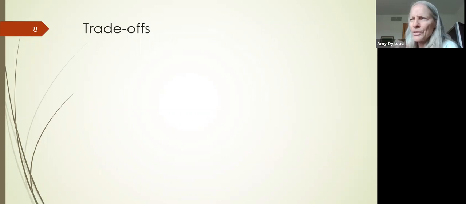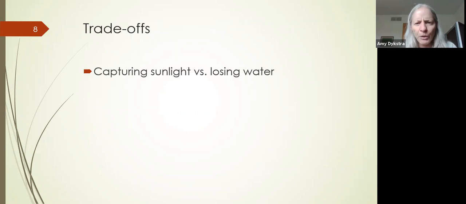Now, the plant also experiences some trade-offs. And what we mean by that is it has to compromise between getting more of something, but that might cause it to lose something else. So let me give you an example of this. One big trade-off for plants is capturing sunlight versus losing water. So as we said, it helps to have a big broad leaf to capture sunlight, but if you have a big broad leaf, you also have lots of surface area that water can evaporate off of. So you have to balance your need for getting sunlight with a big leaf versus losing water.